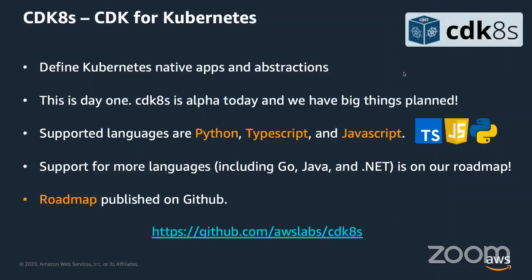Quickly, a rundown of what CDK for Kubernetes is. We understood what CDK is, right? It gives you a lot of abstractions for a lot of these resources that you need to create. And with Kubernetes, it gives you a lot of abstractions for the native Kubernetes resources. It's still day one, so it's still in alpha stage today. We have big things planned. Check out our roadmap on GitHub. We just support Python, TypeScript, and JavaScript today. We have plans to add more languages as we go.